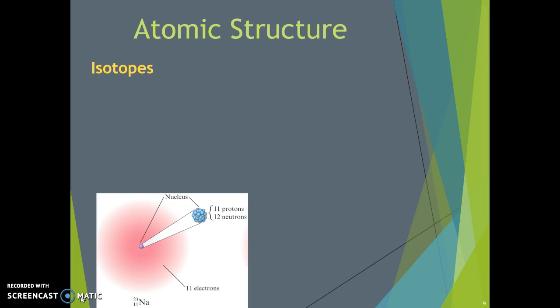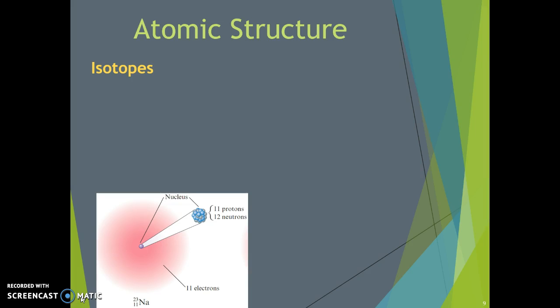Let's look at a familiar element, sodium. A sodium atom has 11 protons in its nucleus. Since atoms are neutral, the number of electrons must equal the number of protons. So sodium also has 11 electrons moving around its nucleus.